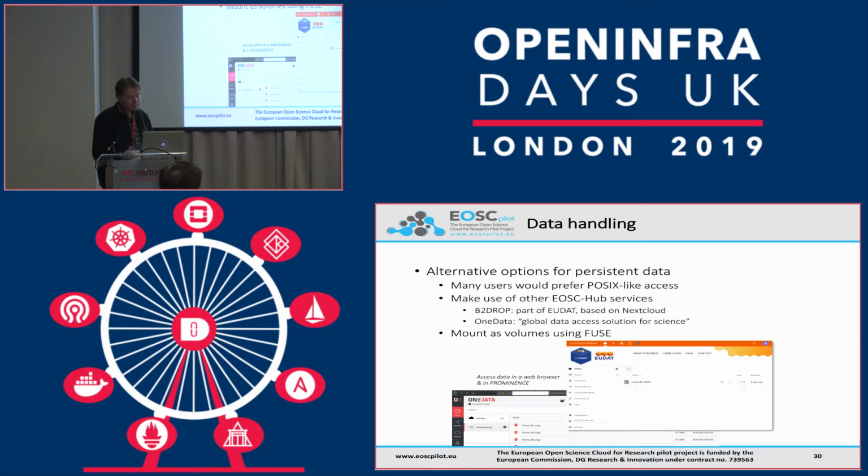But then we found that users would generally prefer POSIX-like access to a normal file system. So for that, we've made use of 2 EOSC services. There's B2DROP, which is based on Nextcloud, so it's Dropbox-like functionality. You can access data from a web browser as well as from your jobs running on Prominence. And similarly, there's another system called OneData, which is for federating different storage systems, and that also allows users to access data from a web browser or their laptop, whatever, as well as from jobs running within Prominence.